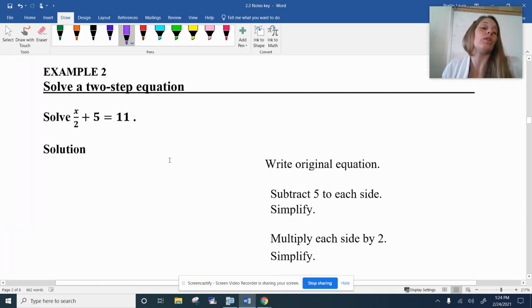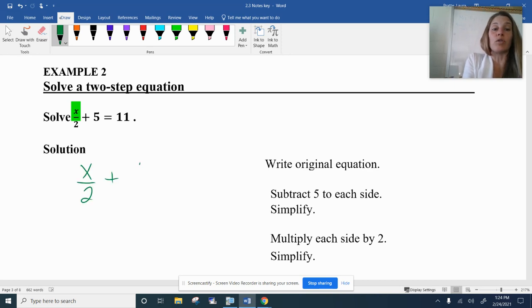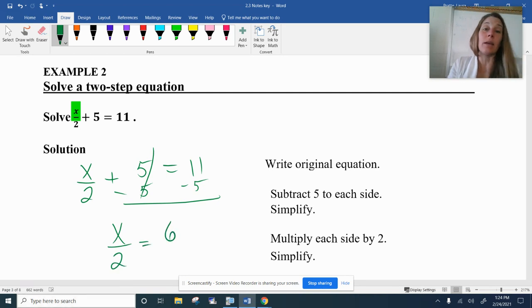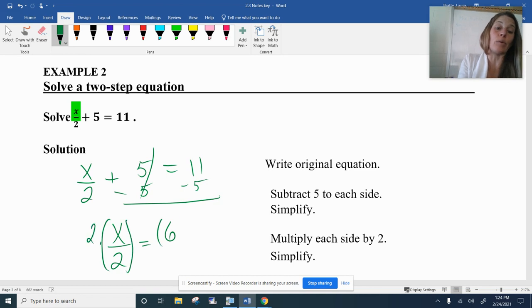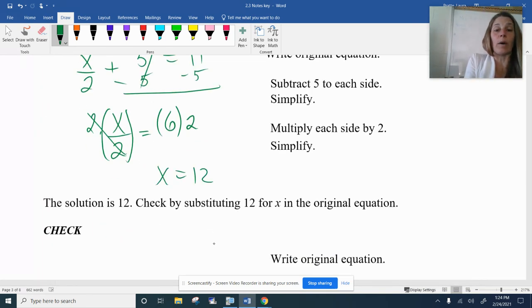All right, so example 2, let's go a little more in depth with these fraction problems. So again, we want to get the fraction or the variable by itself. In this case, it's part of a fraction. We're still going to want to subtract or add first. In this case, it's subtracting a 5. So we have x over 2 equals 6. And then the inverse operation of division is multiplication. So we're going to multiply both sides by 2. And that's going to give us an answer of x equals 12.